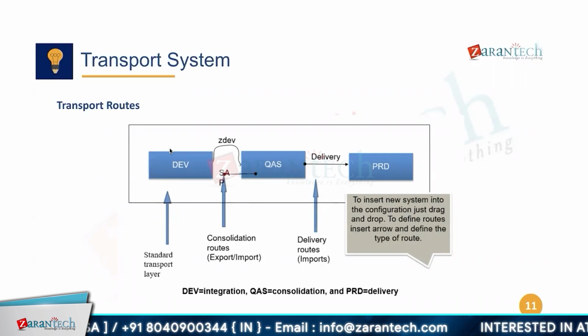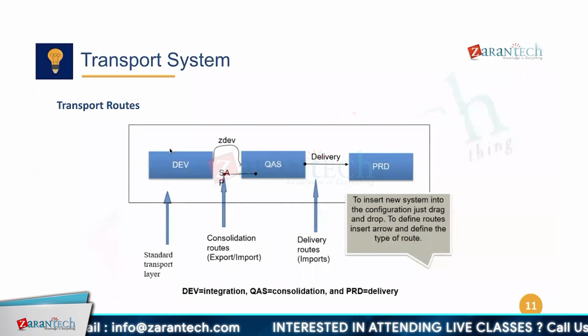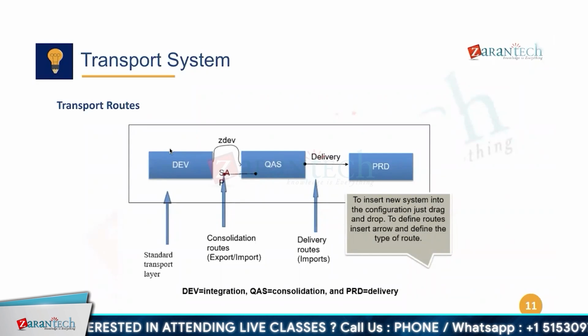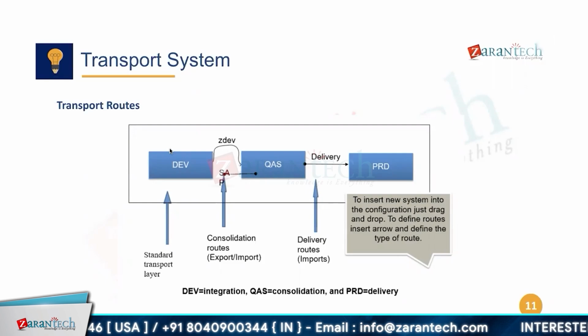And these routes you can modify, but never ever do that in any landscape. It's very, very critical. Wrong transports will go and be imported into a wrong system. Then again you have to restore and revert the system. So can you assume that in SAP?